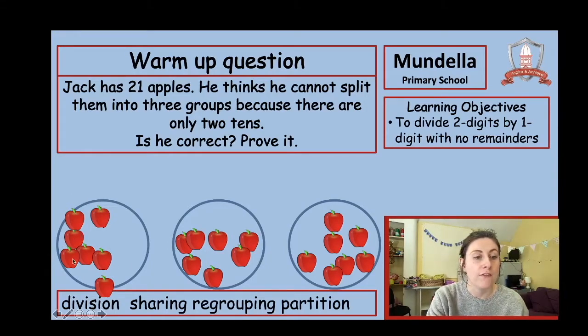1, 2, 3, 4, 5, 6, 7 in each group. We've managed to split them evenly.